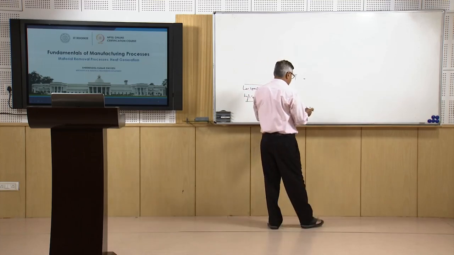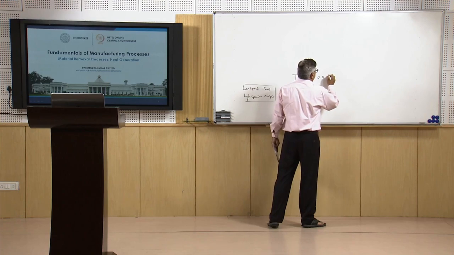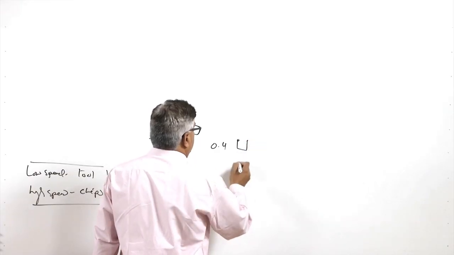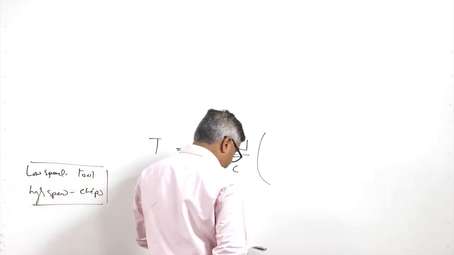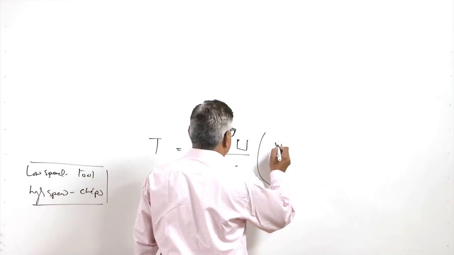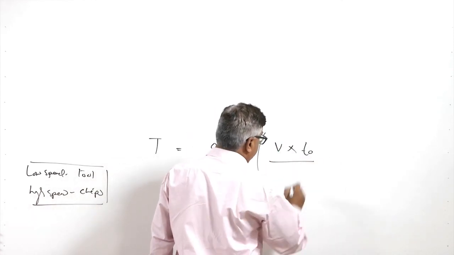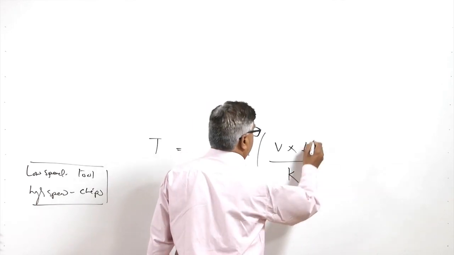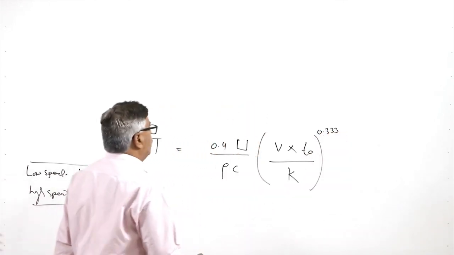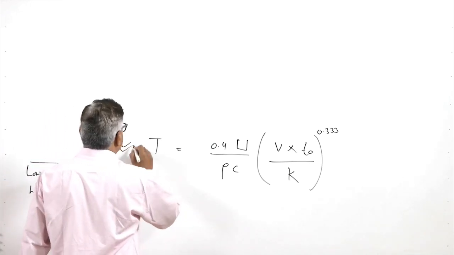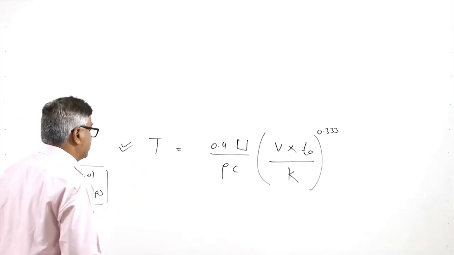So, that equation goes in like this, where 0.4 multiplied by the U divided by rho c, then we have cutting velocity into the initial uncut chip thickness, and the K raised to the power 0.333. So, this is the one equation which has been developed by measuring the temperature at the tool chip interface for a wide range of the materials as well as cutting conditions.